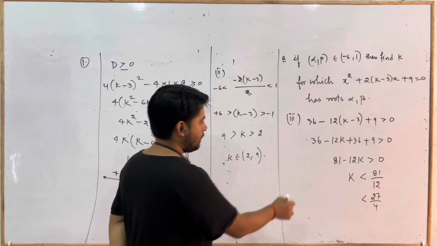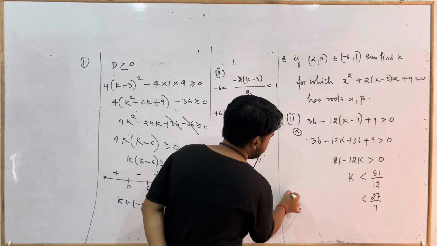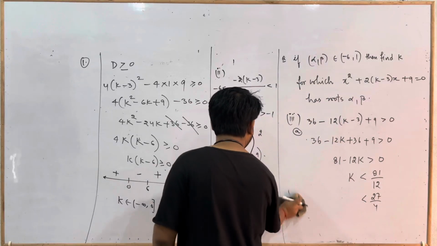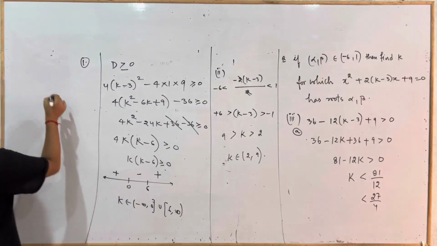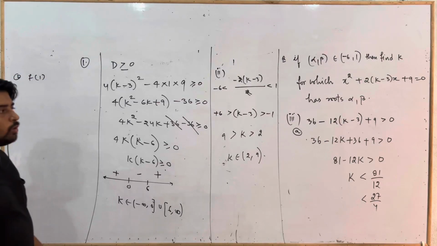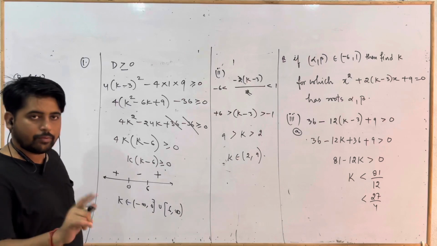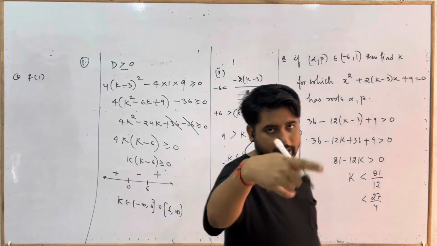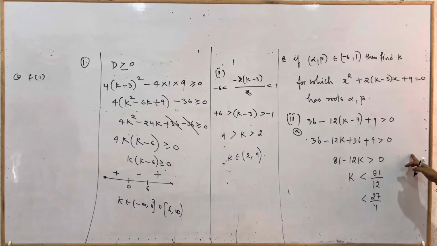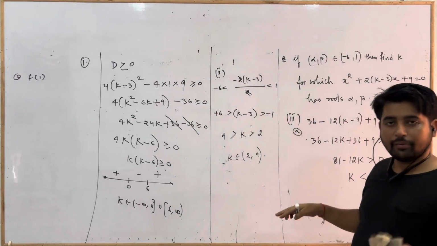Now, this is the A part. But the B part is there. F of 1 is also greater than 0. Right? f of k1 greater than 0, f of k2 greater than 0. So I have solved f of k1 greater than 0. Right? Now I am going to solve f of k2 greater than 0.